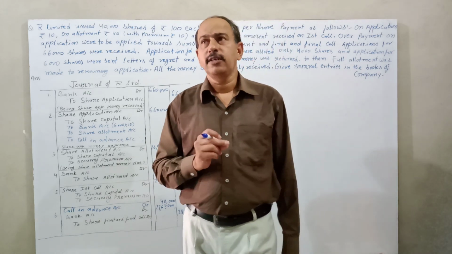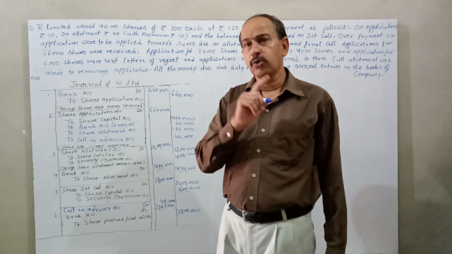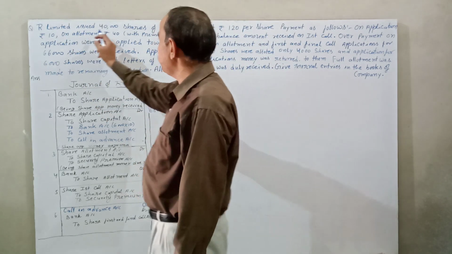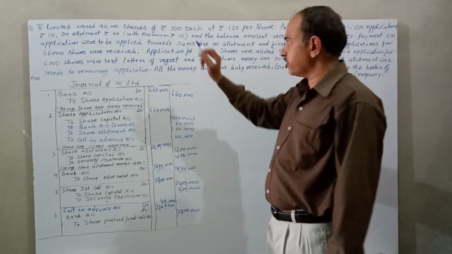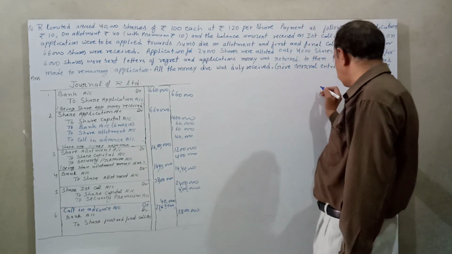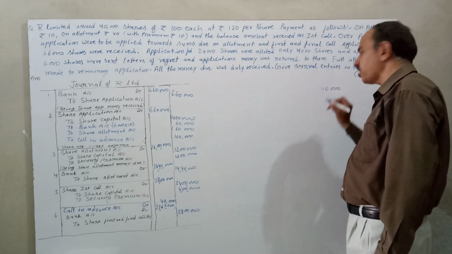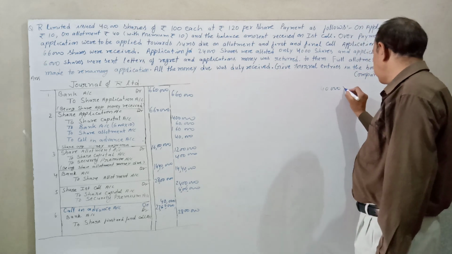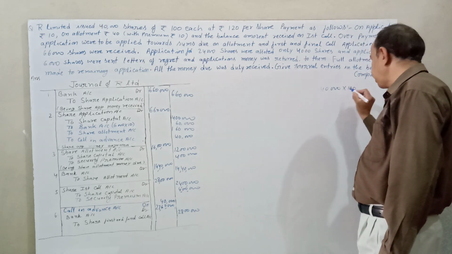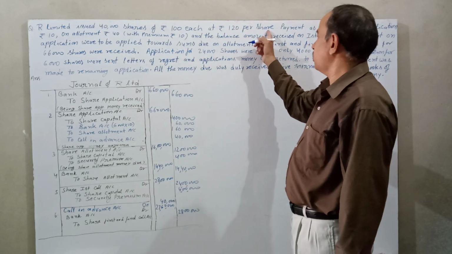We understand over subscription by this example, so listen carefully. R Limited issued 40,000 shares of rupees 100 each. We note here 40,000 shares, and the value of each share is 100, issued at rupees 120 per share.